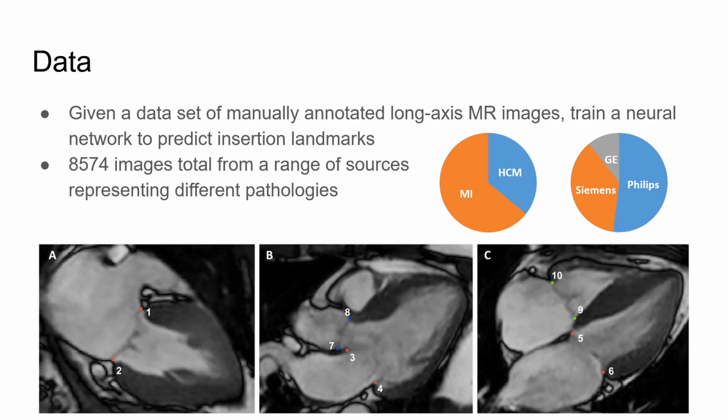Our data set consists of 8,500 odd images that have been annotated by expert annotators to include these 10 landmarks. Our training set consists of HCM and infarct patients taken from 3 different sorts of scanners, so we have quite a broad range of images to use here. Our expert annotators annotated all the images, and we had further annotators annotate a smaller number to be able to do inter-observer observations. So we have 10 landmarks. Again, 6 of these are for the mitral valve, and then 2 for each of the other 2 valves we see in these views.